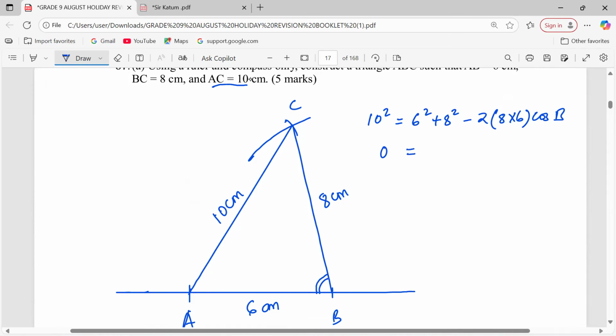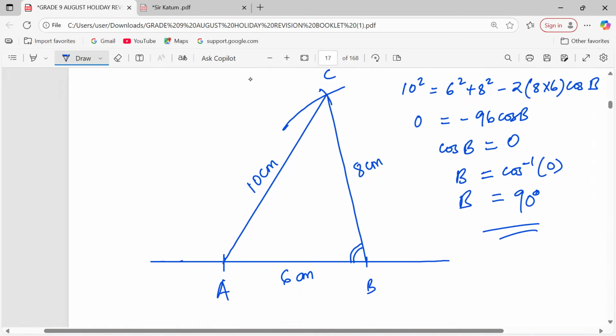2 times 6 times 8, we get 96 cosine of B. Then what we're supposed to check here is that the cosine of B is equal to 0. When it is 0, then we are supposed to know that the value of B shall be the cos inverse of 0. Shift cos 0 will give us 90. Those who have covered trigonometry know that the value of the angle at B will be 90.